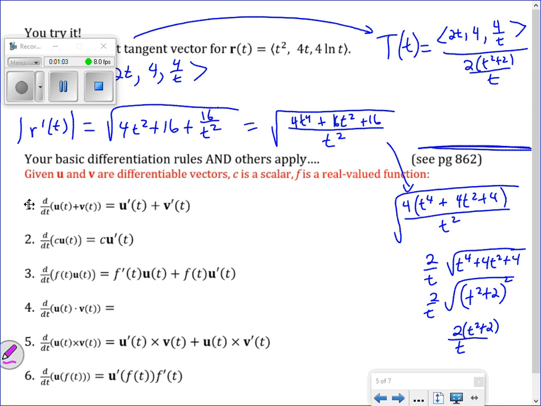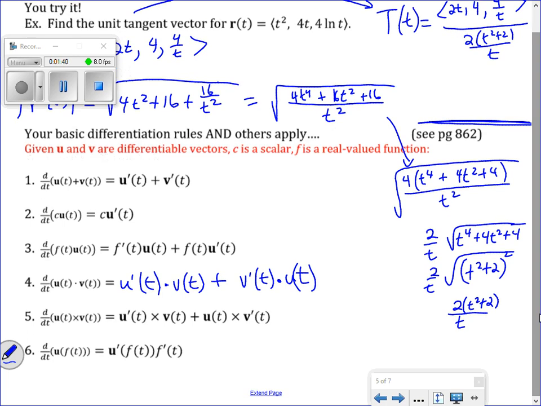So let's look at number 4. Number 4 would be called the dot product rule because you're doing the derivative of a dot product right here. So it's pretty much just like the product rule, except instead of multiplying the things, you do their dot product. So you would do u prime of t dotted with v of t plus v prime of t dotted with original u of t. And of course, since you guys all like to do it backwards, you could do it backwards too, because the addition wouldn't make a difference.